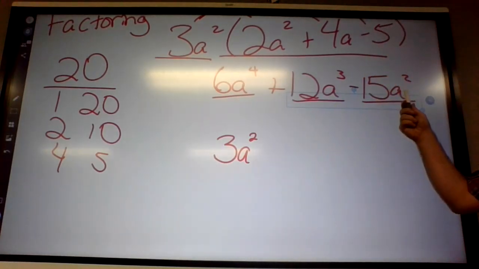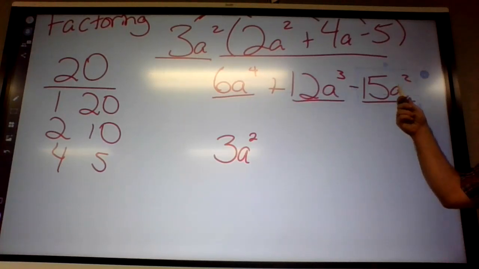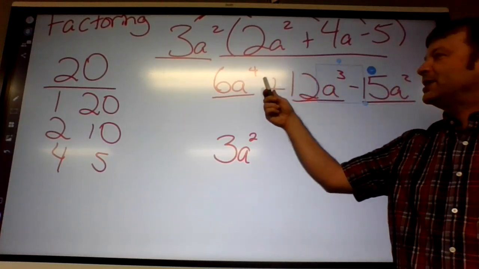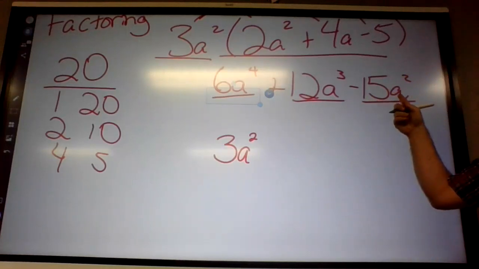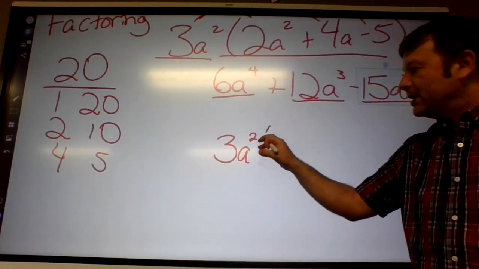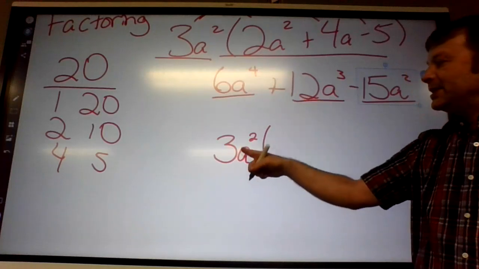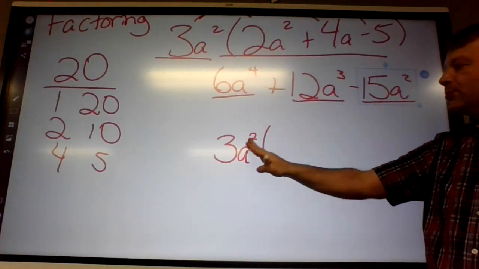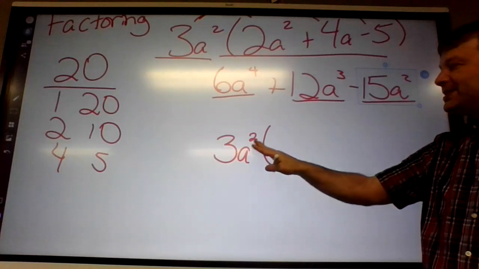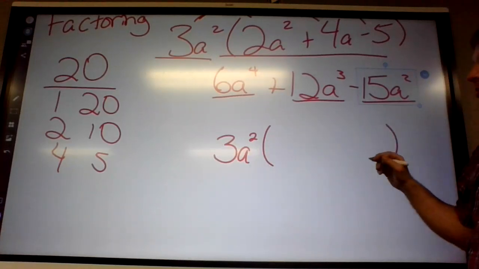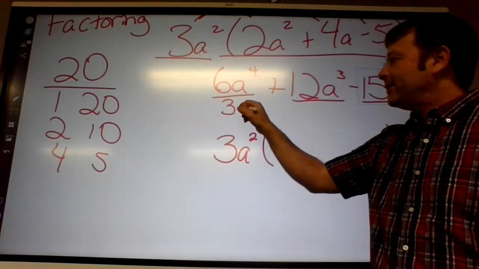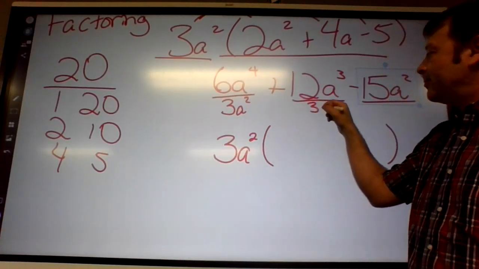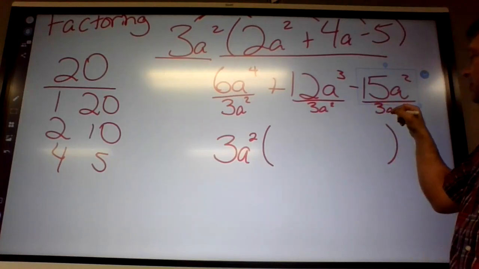Okay. Anyway, what I was saying is a squared goes into all these because this is like a squared times 1, this is a squared times a, and this is a squared times a squared. So you just use the smallest of the a's, basically. All right. This comes out of all these. This divides out of all of these. So what you do is you put 3a squared outside the parentheses. Inside the parentheses, you put what's left if I divide out 3a squared from all of these.